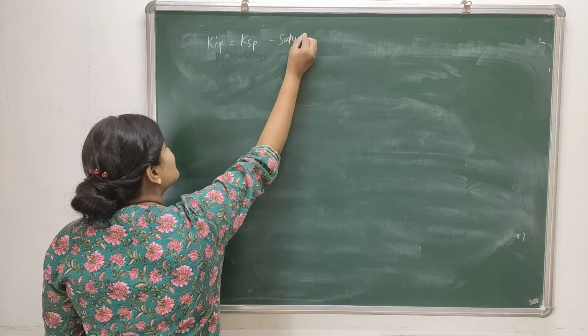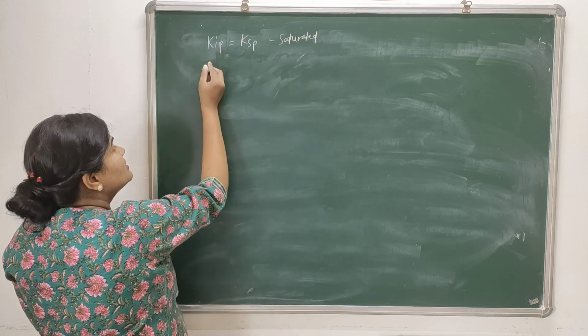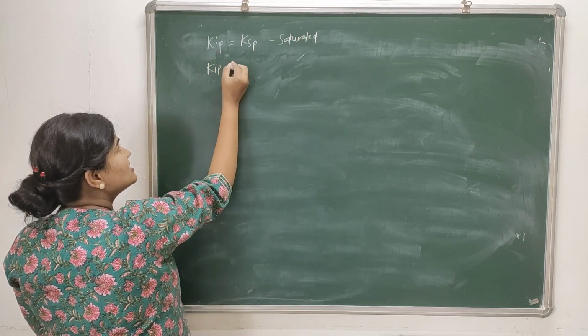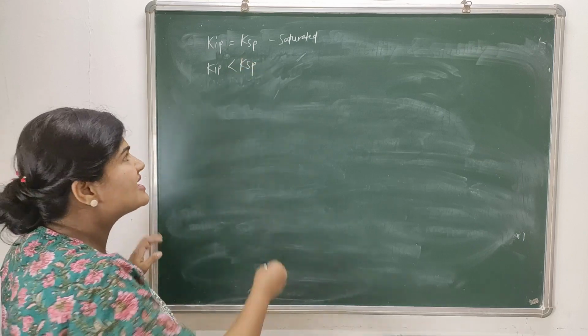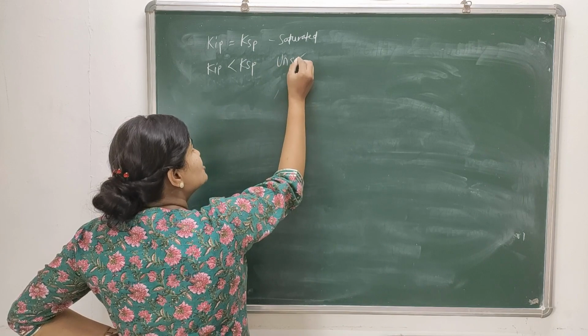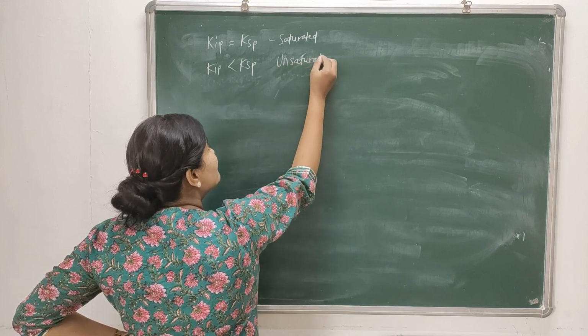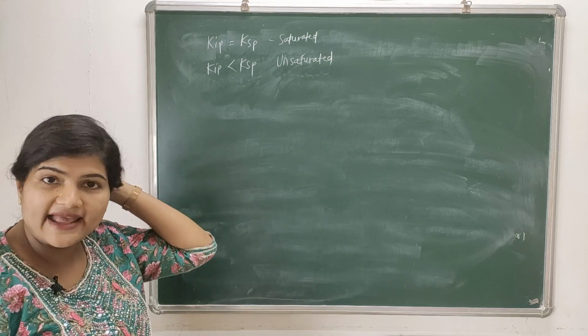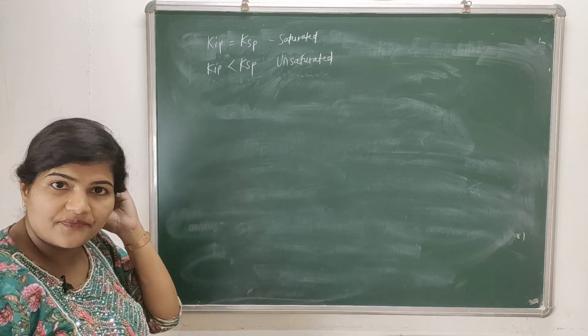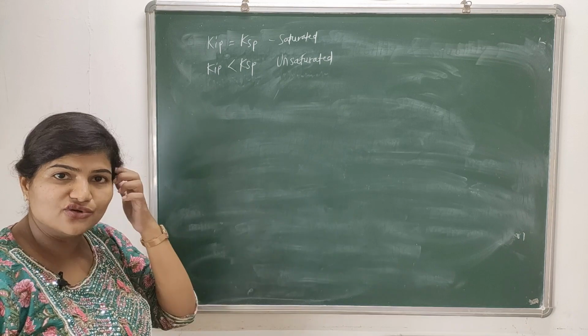Saturated solution. If KIP, meaning ionic product, is less than KSP, it means the solution is unsaturated. An unsaturated solution has the scope for dissolution of further salt. So here we can actually dissolve more solute in it.